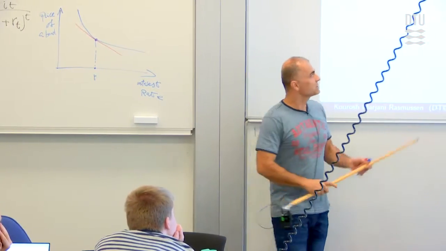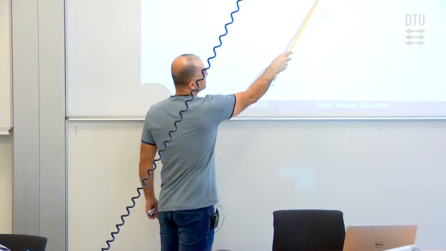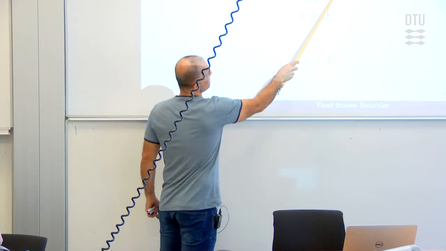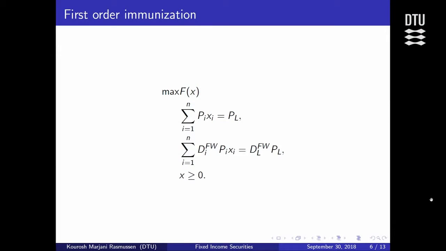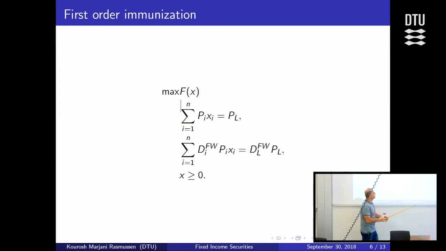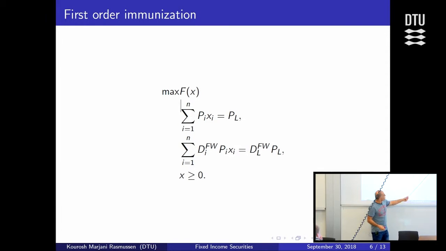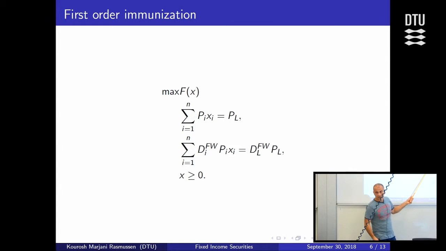So that's what this formula says. So you have the Fisher-Weil duration here. You multiply it by the value of your portfolio, and again the Fisher-Weil duration multiplied by the value of your liability side, right? Notice here, this is the duration for your liabilities. This is the duration for your assets, right?